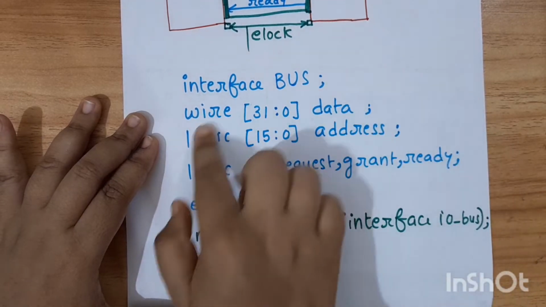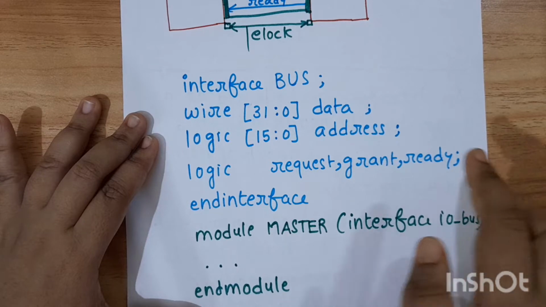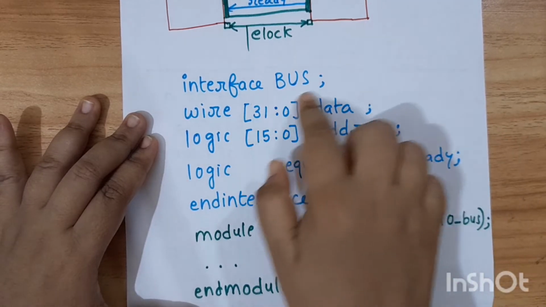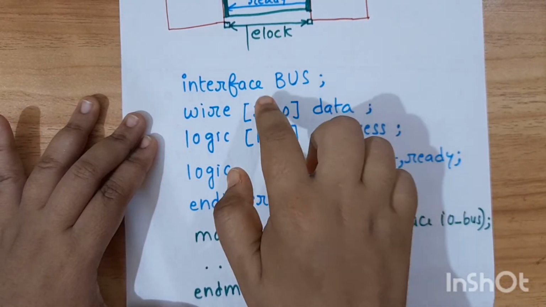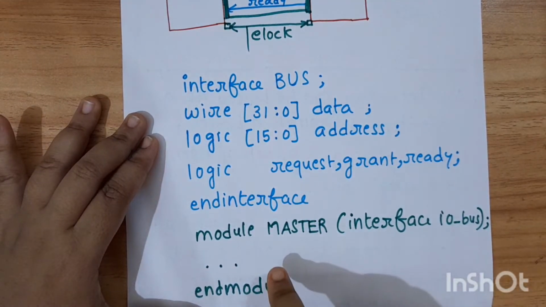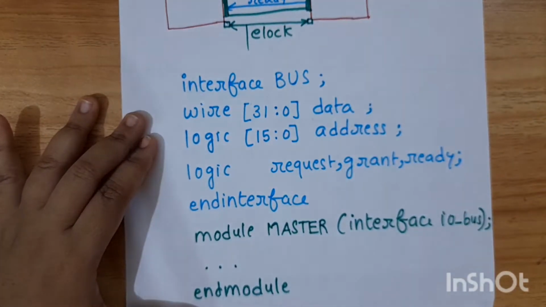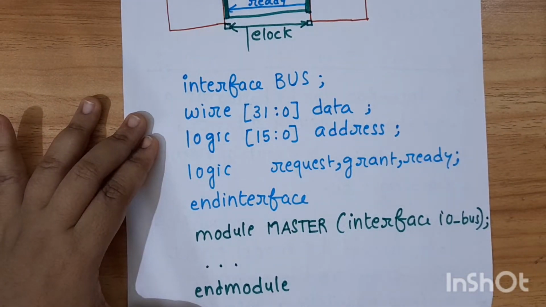But now please see, these are the signals which are available both in the master module and in the slave module, and the name of the interface is bus. So I will make use of an instance of the bus and put it in the master module port list. Same bus instance I will put in the slave module port list.